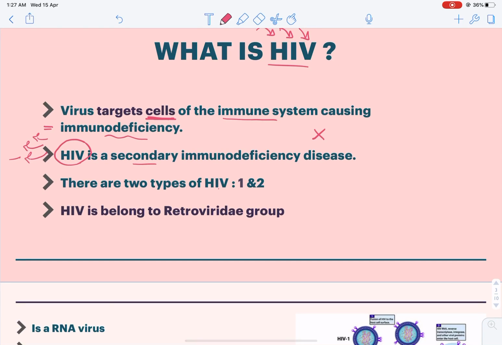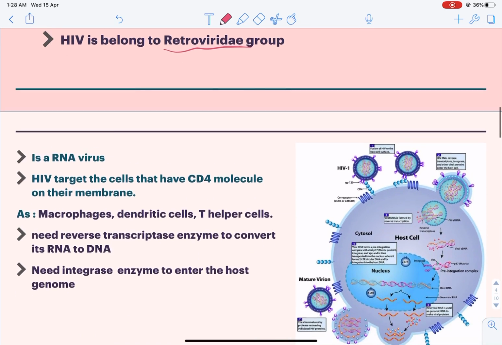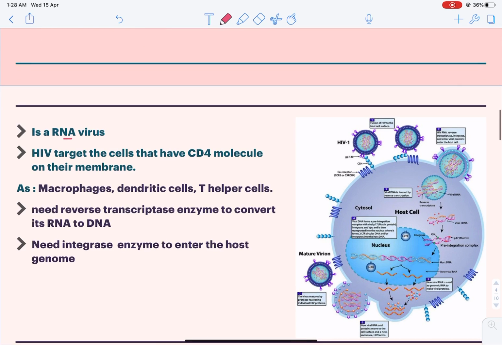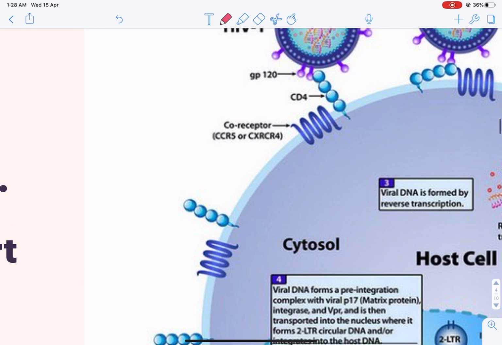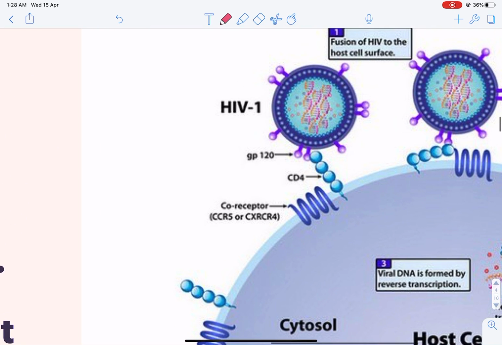We have two types of HIV, 1 and 2, but we will focus on 1 because it's the most common, and it belongs to the retrovirus group. Retrovirus group means it's an RNA virus. So let's focus here and see how this virus invades the host cell.